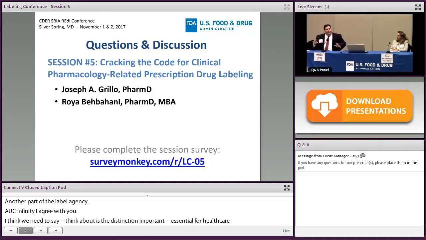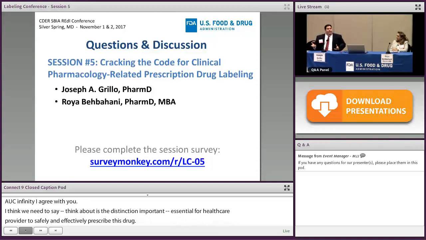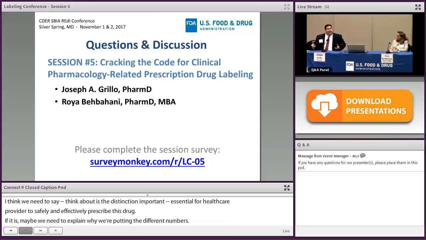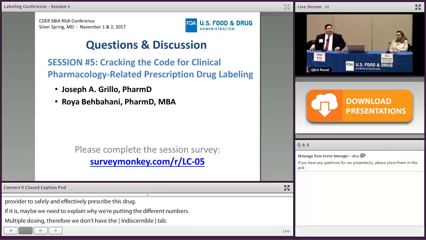So multiple dosing, therefore we only have AUC tau, that sort of thing. Or if it's just sufficient to put AUC because whether or not it's tau or infinity doesn't really impact what we're trying to do here. Again, that's more of a case-by-case kind of thing, but I agree, we need to be consistent. Same thing with the half-life.